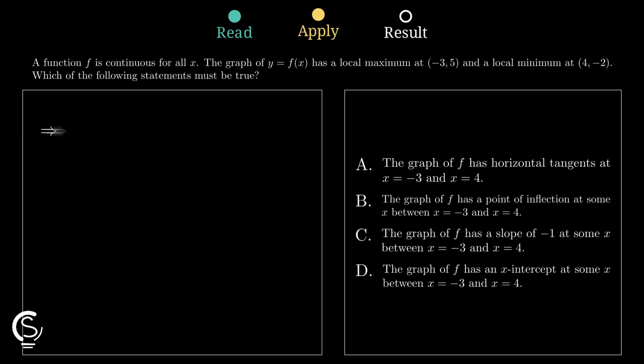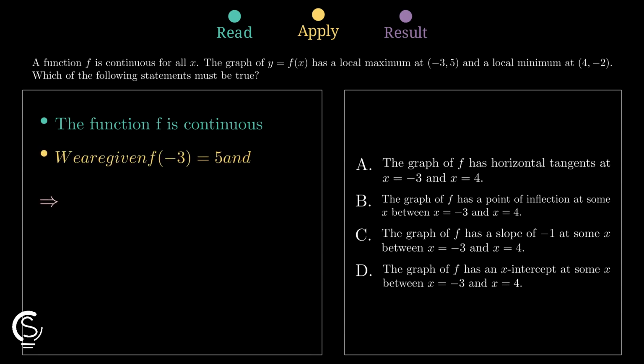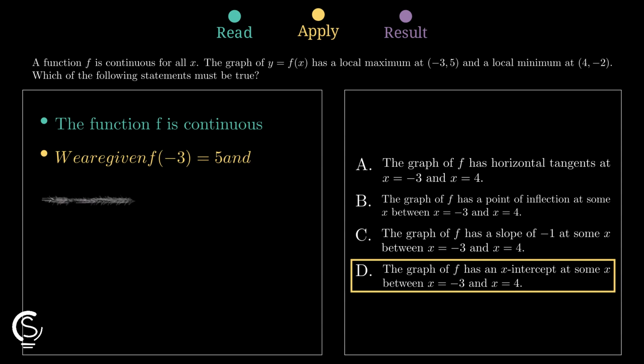Since the function is continuous, it must pass through every y value between 5 and -2. This means the graph has to cross the x-axis at some point in between them. The intermediate value theorem guarantees an x-intercept because 0 is between our y values. That makes option D the winner. You totally got this.